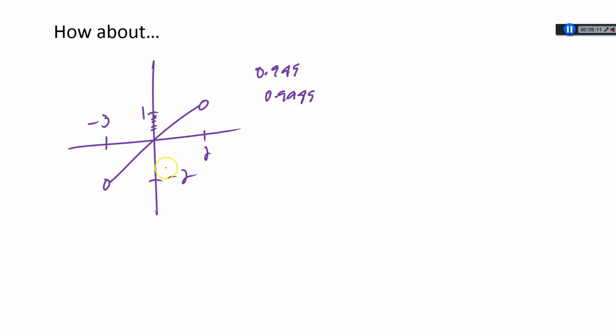Same with the minimum. I can get really close to -2, but I can't ever get there because of the open circle. And this is only continuous on the open interval from -3 to 2, right? It doesn't include the endpoints. This is why the extreme value theorem doesn't apply, because we don't have a closed interval. So this actually has no max and no min.